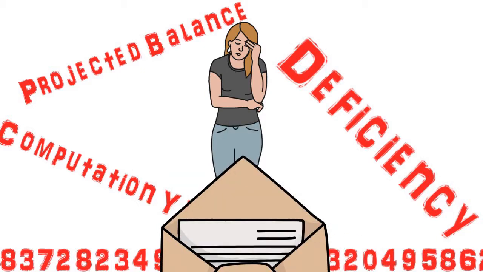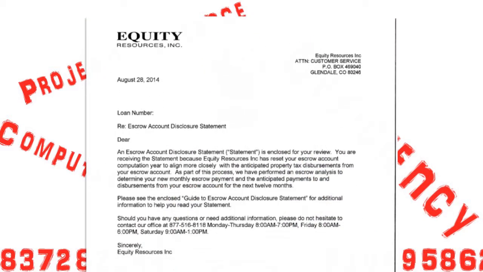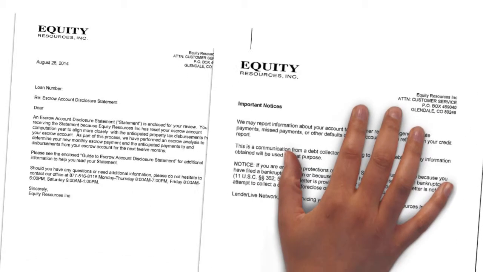When there is a change, we send out a letter called an escrow account disclosure statement. A mouthful, I know, but it explains piece by piece what's going on with your escrow account so that you know exactly how your payment is being worked out. But even the piece that is supposed to explain your escrow account can be a little confusing, so let's go through the letter together to make sure that everything is as clear as it can be.